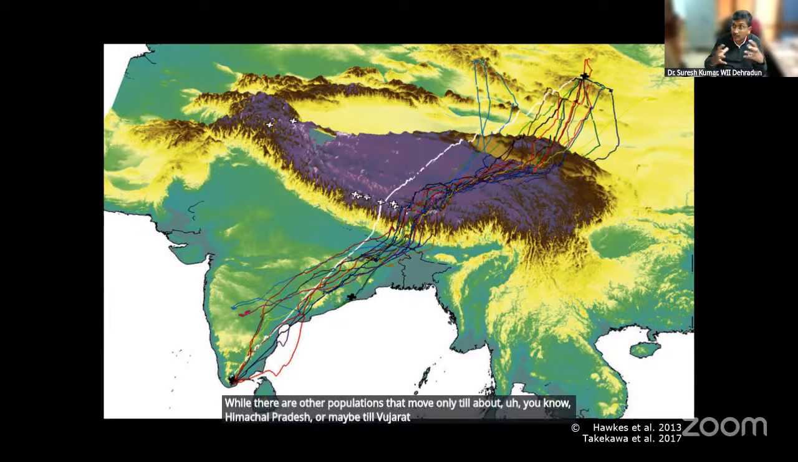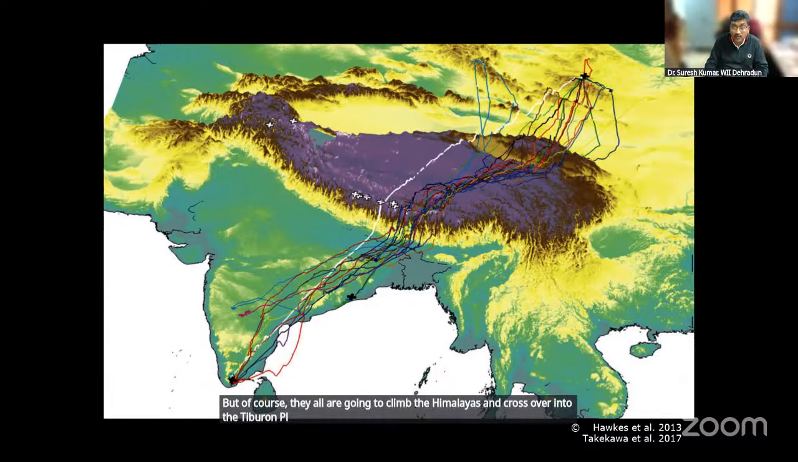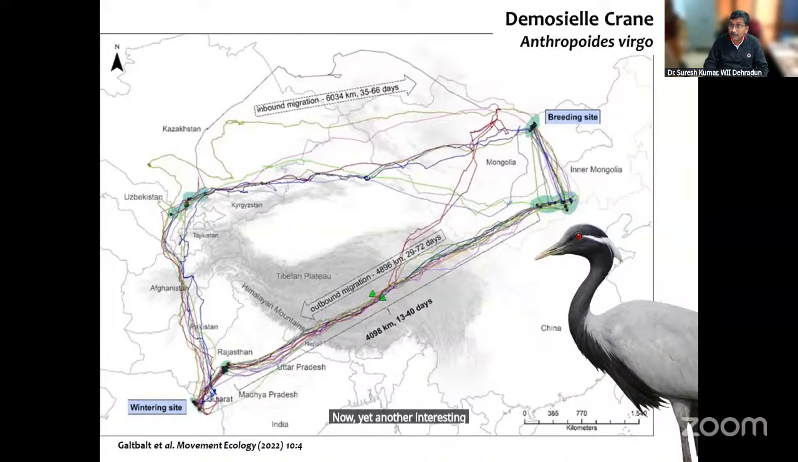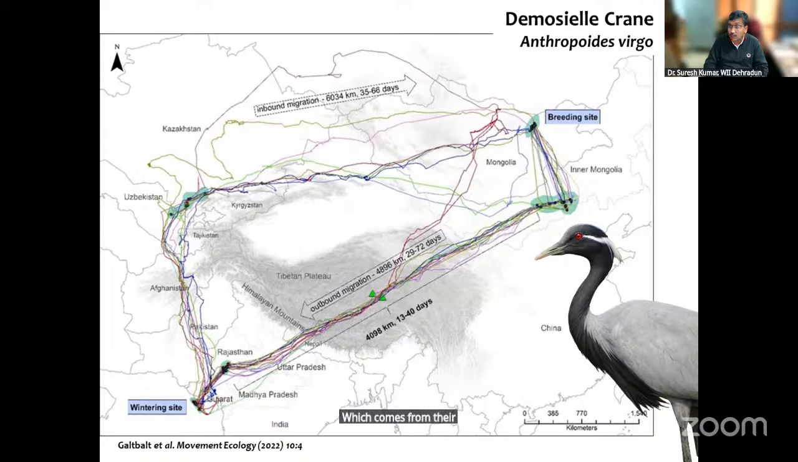So there are different populations of bar-headed geese having different strategies. But of course, they all are going to climb the Himalayas and cross over into the Tibetan Plateau and go further to the north. Now, yet another interesting example is of the demoiselle crane, a very pretty, small-sized crane, which comes from their breeding sites in Mongolia and in parts of China. And they do a circuitous route.